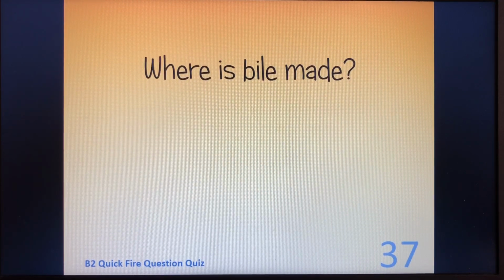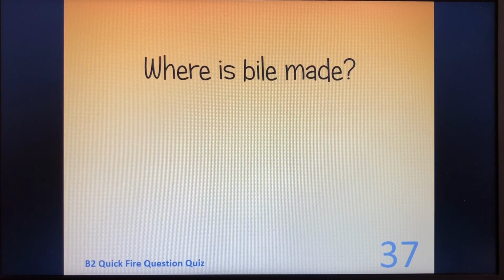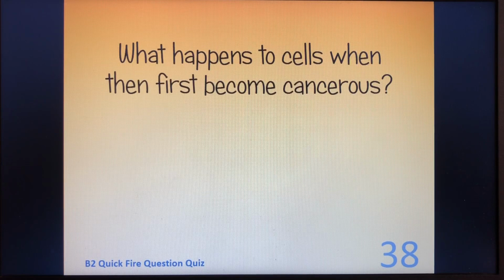Question 37. Where is bile made? So we talked about how it emulsifies fats, but where is that bile made? And the answer is in the liver. Okay, moving on. What happens to cells when they first become cancerous? What happens really to make them cancerous cells? What's happened to the original cell? It's a word we use quite a lot in biology. And the answer is they mutate.